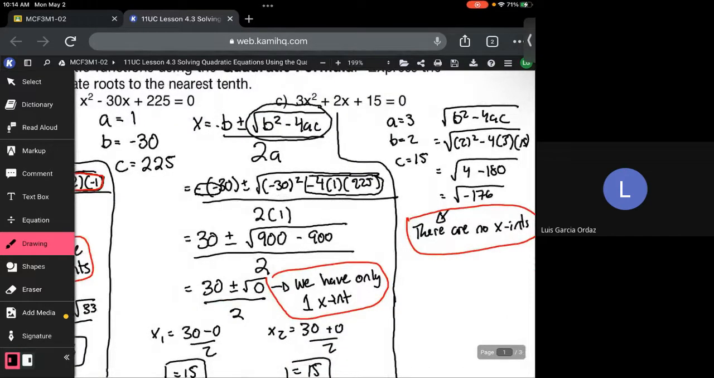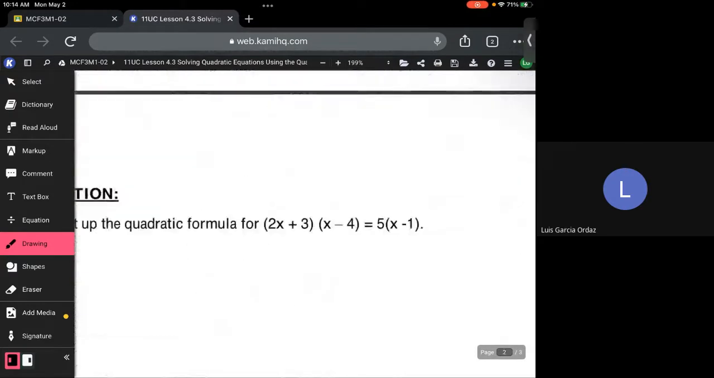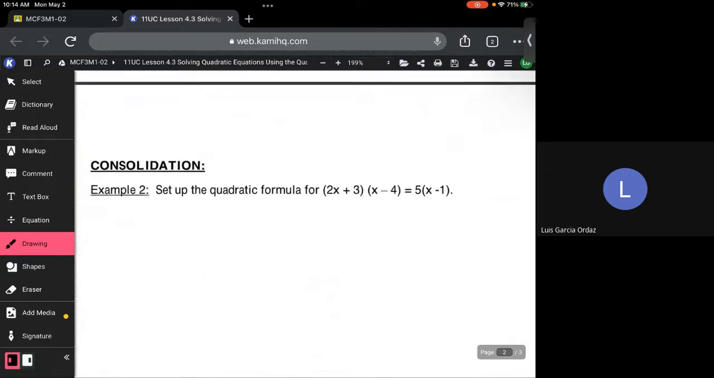Okay, so we have 2 more problems and then that's pretty much it for the lesson. So we have example 2. We want to set up the quadratic formula for (2x plus 3)(x minus 4) equals 5 times (x minus 1). So what do we have to do first before I do anything? We gotta expand, so we gotta distribute.